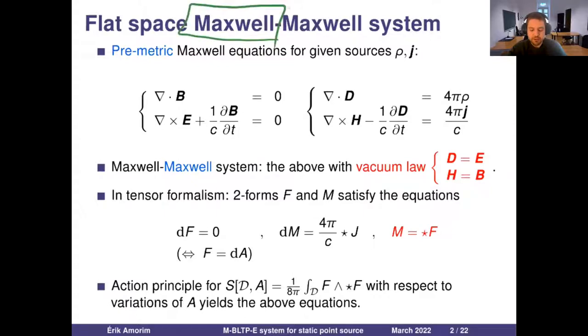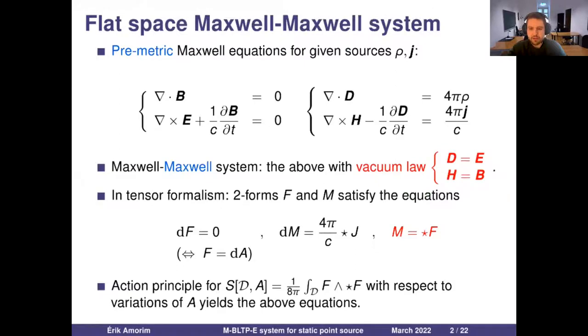The other Maxwell is the so-called vacuum law. If you stipulate that this mysterious field D is actually the same as E, and H is the same as B, then you get the usual Maxwell equations for just B and E. But a more general formulation involves the four fields, B, E, D, and H. So Maxwell-Maxwell is the system that only has B and E, and this is the simple vacuum law relating them.